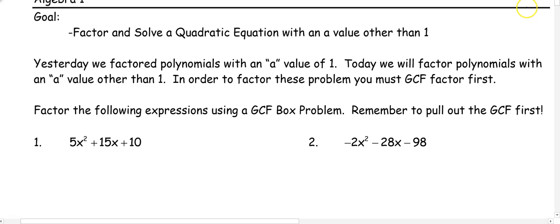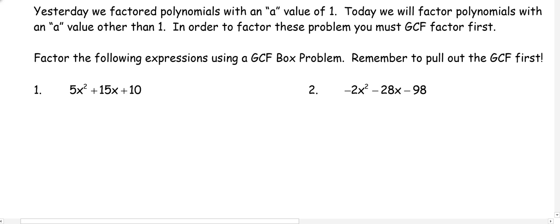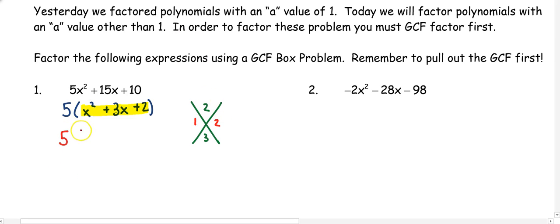So in number 1, it's 5x squared plus 15x plus 10. In order to get an x squared, I know that I have to factor out a 5. So my GCF is 5, so I can divide all of these numbers by 5. So I can get x squared plus 3x plus 2. Now, what's in parentheses has a value of 1 for the a, so we can factor like we did yesterday, where we're going to see what multiplies to 2 and adds to 3. Well, the only numbers that multiply to 2 are 1 and 2. So we're going to rewrite the 5 that was already out front, and then in our parentheses, we're going to break it down to x plus 1 times x plus 2.